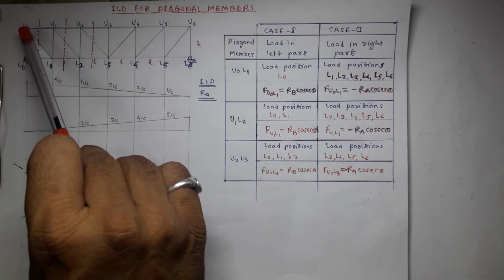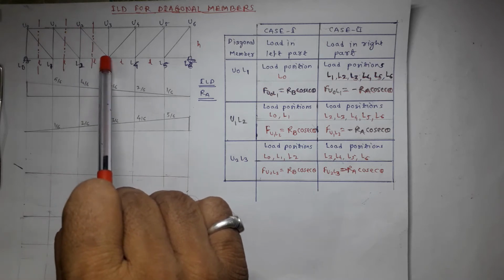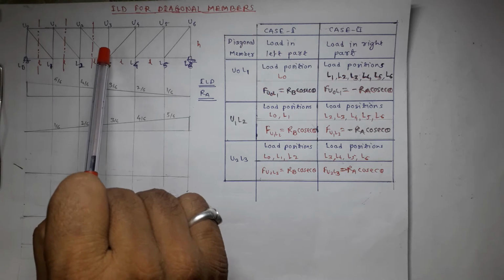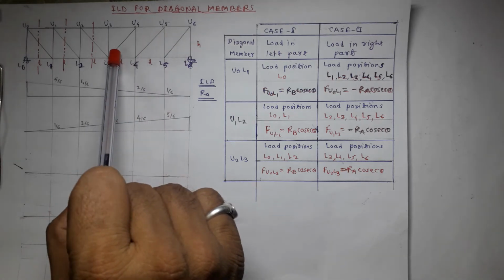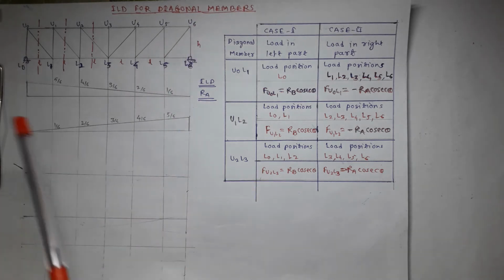Now the diagonal members are u0 l1, u1 l2, u2 l3. So these are the diagonal members in the left part, whereas the diagonal members in the right part are u4 l3, u5 l4 and u6 l5.